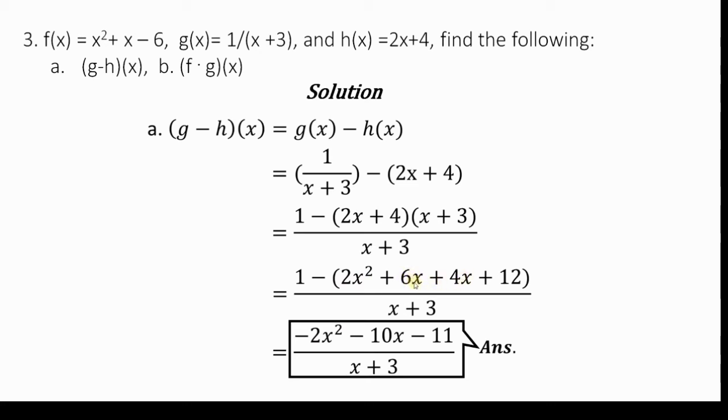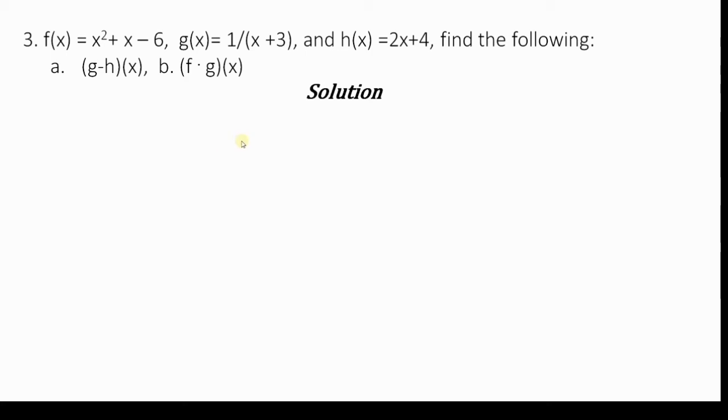4x plus 6x is 10x. So it becomes minus 10x. This is minus 12, but you have 1 outside here, so it's 1 plus minus 12, which is minus 11, divided by x plus 3. So this becomes your answer for g minus h of x.